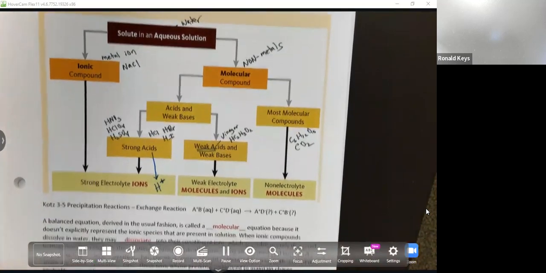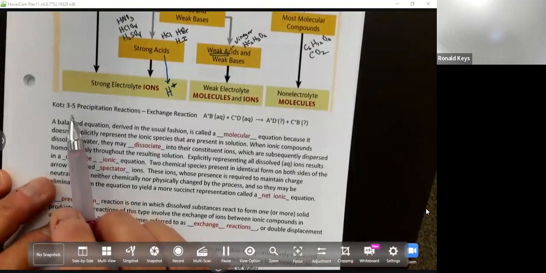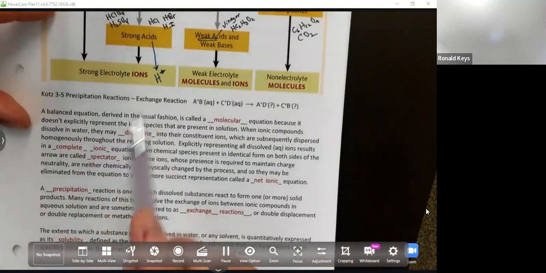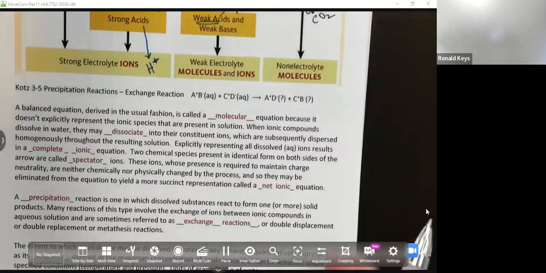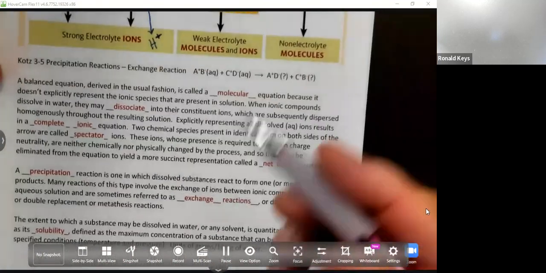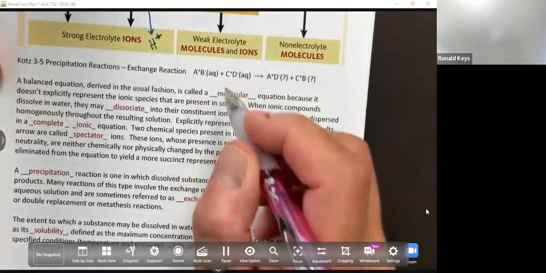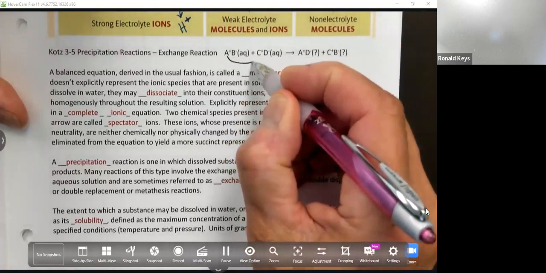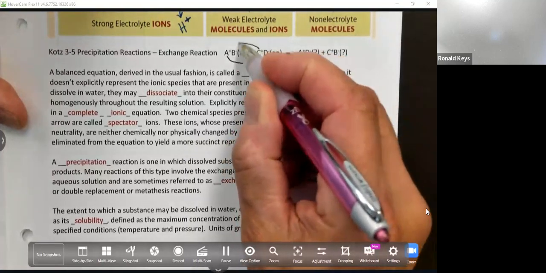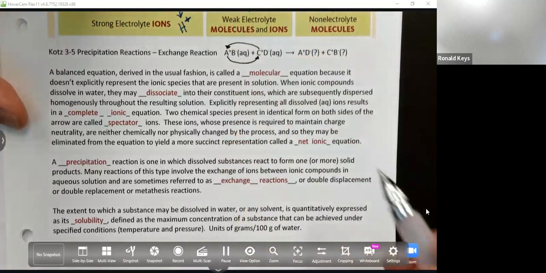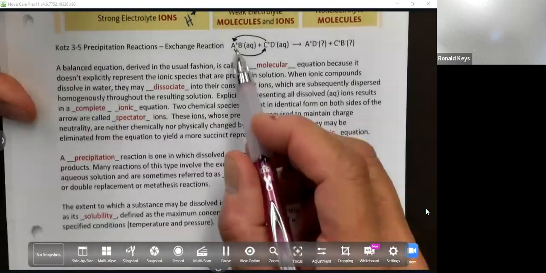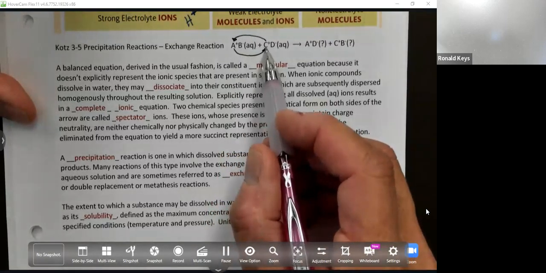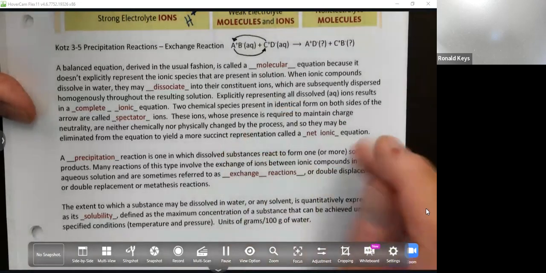Okay. Now, in section 3.5, we're going to talk about precipitation reactions or exchange reactions. In order to test what happens for exchange reactions, we just switch the positive ions, and then we evaluate a new interaction. So the positive ion A takes the place of positive ion C, and we're just switching these.